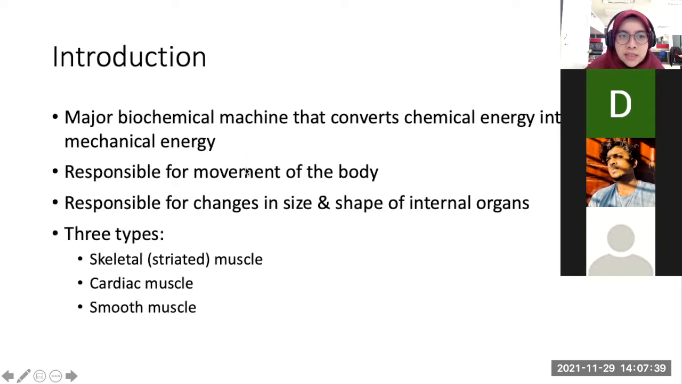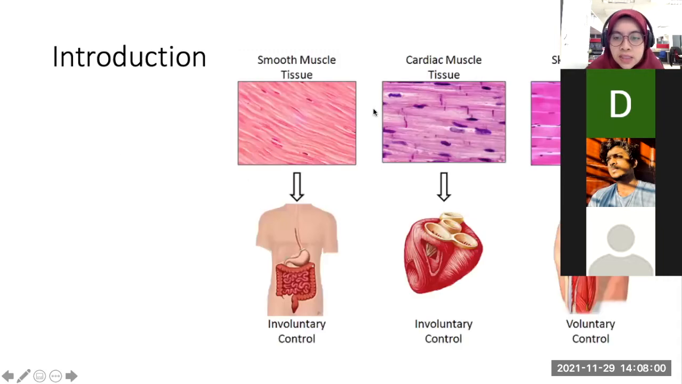So in general, the muscle tissue in our body is responsible for the movement inside our body, of our body. So it's also responsible for the changes in size and shape of our internal organs. Okay, that's why we have different types of muscle tissues, which are skeletal muscle or the striated muscle, cardiac muscle, and also smooth muscle.